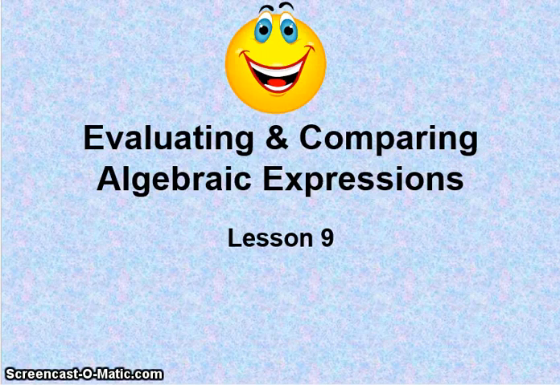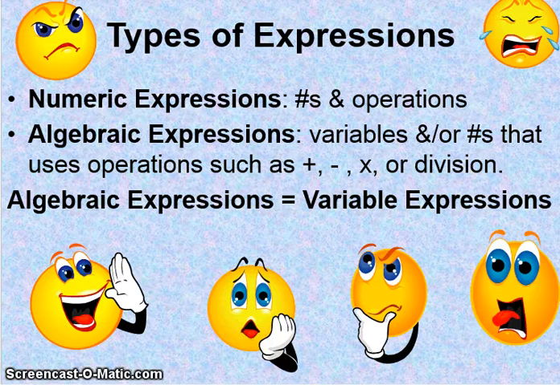In this video, we discuss evaluating and comparing algebraic expressions, and this is lesson 9 in your book. The types of expressions that we'll deal with are numeric expressions, which are just numbers and operations, and algebraic expressions. And these contain variables and numbers, usually, that use operations such as addition, subtraction, multiplication, and division. Algebraic expressions are sometimes called variable expressions because they contain variables.